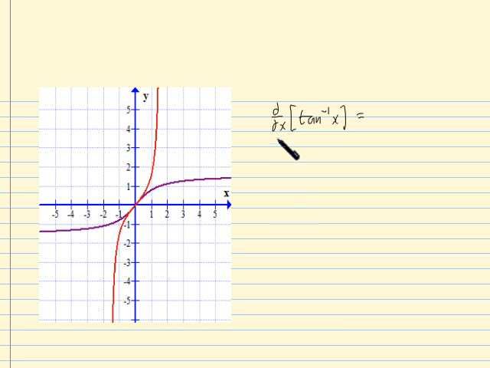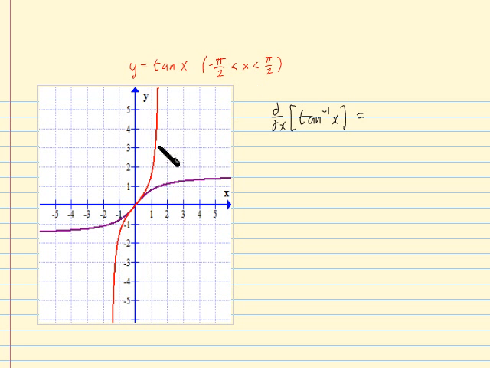Okay, here we are interested in what is the derivative of the inverse tangent of x. You'll notice I have graphed here the function y equals tangent of x, shown in red. Do notice that we are graphing the tangent function over a restricted domain, where our angles don't get any bigger than pi over 2 and don't get any smaller than negative pi over 2. So let's indicate that.